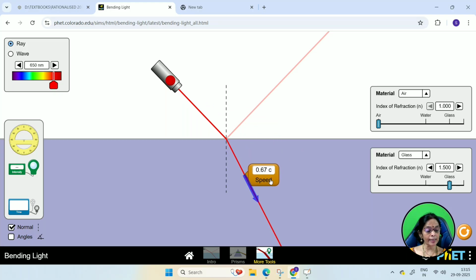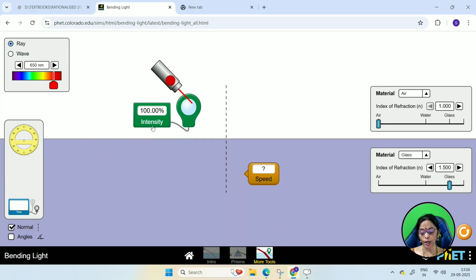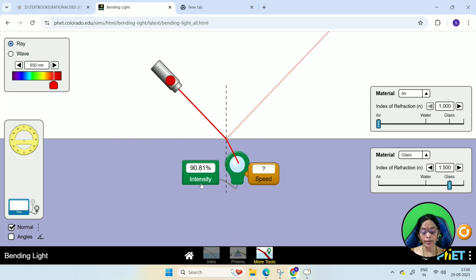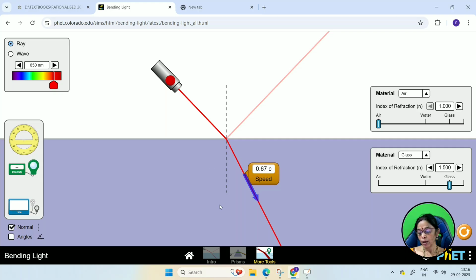Since the refractive index of glass is higher than that of air, the speed reduces. Now what happened to the intensity? Check, it was 100%. The intensity also reduces because some of the rays have been reflected. Now the rays of light are bending, and therefore the speed also reduces.